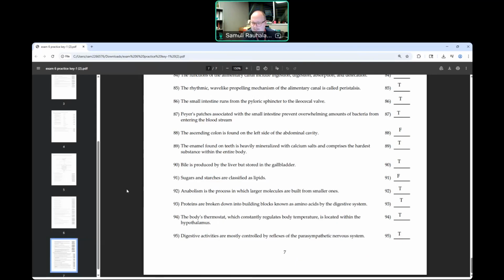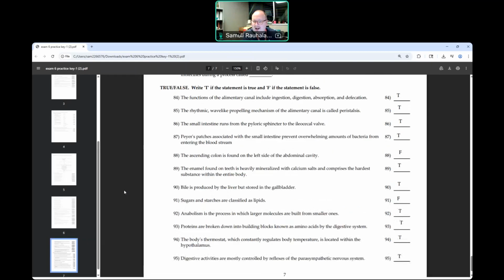Question 91 claims that sugars would be lipids. This is, of course, false. Lipids are fats. Question 92, anabolism referred to the process where larger molecules were broken down into smaller. So that is true for this statement. Question 93, proteins are broken into amino acids. That's true.